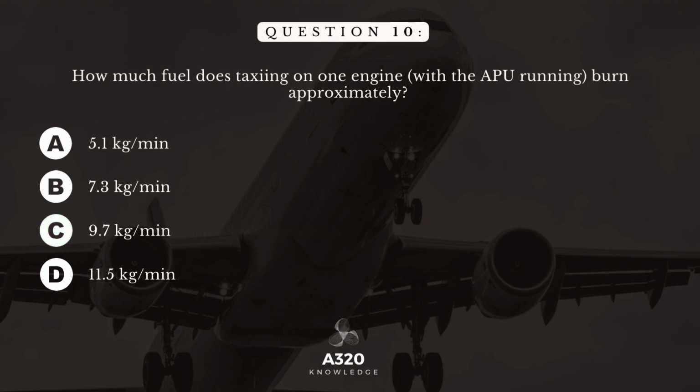Question 10. How much fuel does taxiing on one engine with the APU running burn approximately? The answer is 7.3 kilograms per minute.